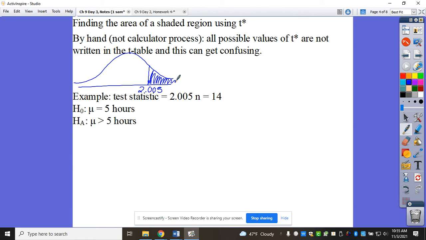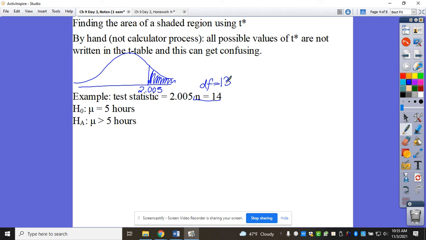If I am dealing with a T, what else do I need other than 2.005? So I use this and get a degrees of freedom of what? Because n minus 1 is degrees of freedom. The issue here is not all values are written on the T table like they are on the Z table.